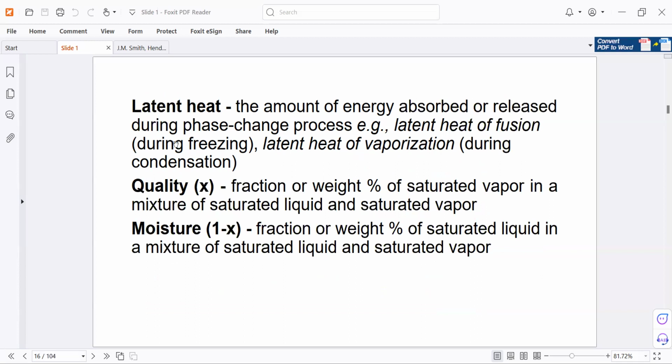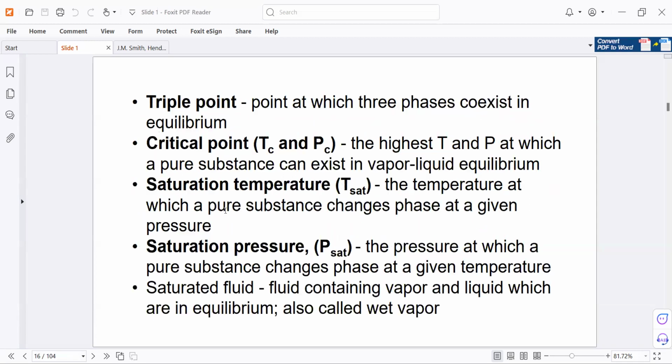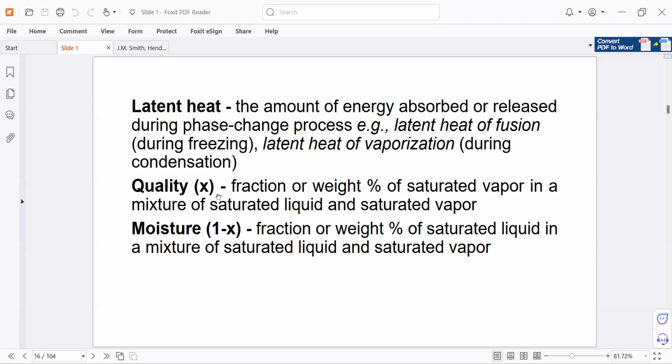We also have an additional definition, so please remember this, because I know you are already familiar with all of these terms. Quality is the fraction or weight of saturated vapor in a mixture of such, and moisture is 1 minus x. Our quality is represented by x, the percent of saturated vapor in that mixture. So 1 minus x, since x is a fraction, would give us the percentage of saturated liquid in that mixture. We will be using that in our calculations.